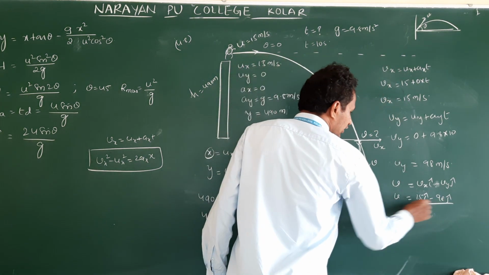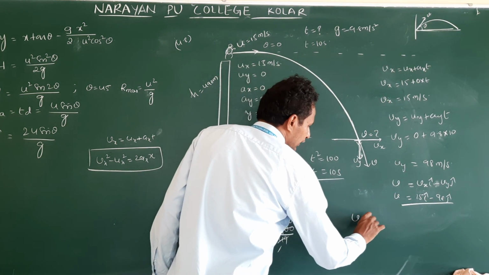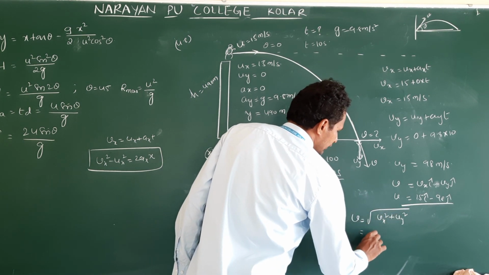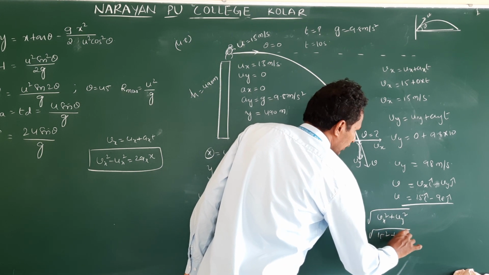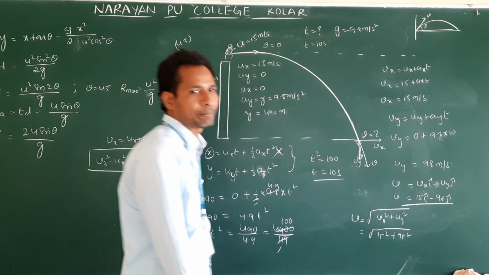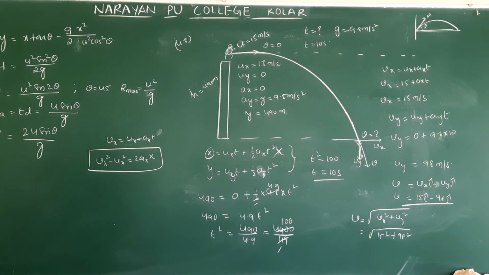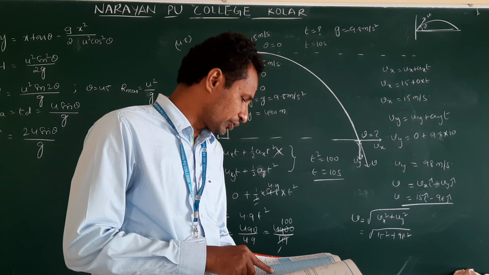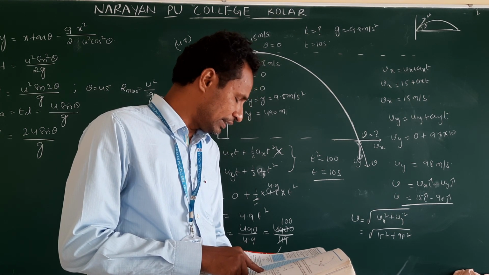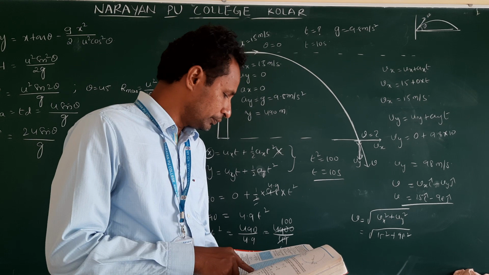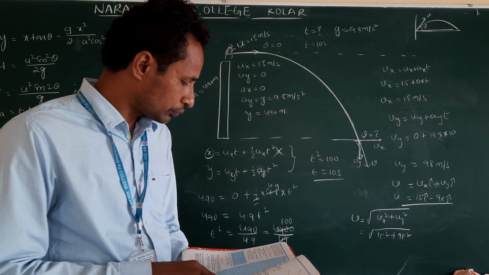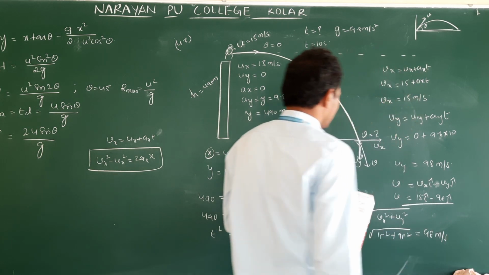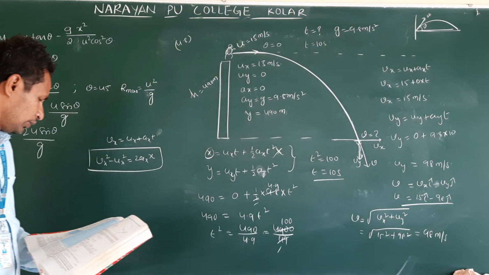But they did not ask for this vector form, they asked for the magnitude. So V is equal to under root of Vx square plus Vy square, and this is under root of 15 square plus 98 square. Simplify, you will get the answer. We will check. Yeah, 15 square plus 98 square. Clear? Understand? So if you do this, you will get about 98 meters per second. Okay?